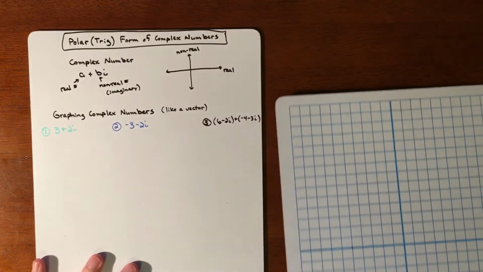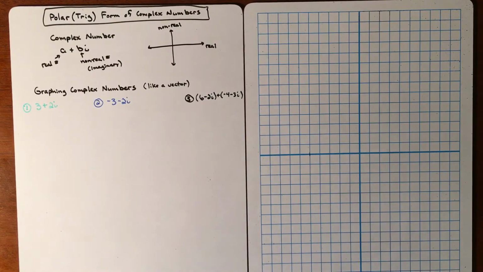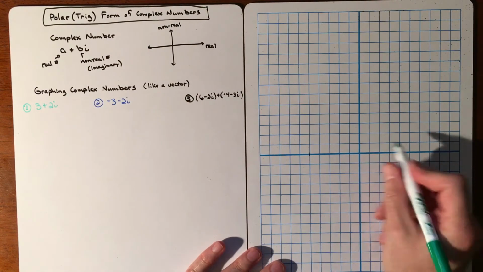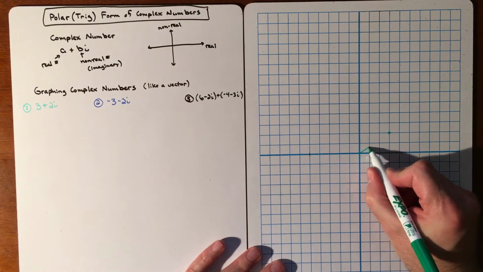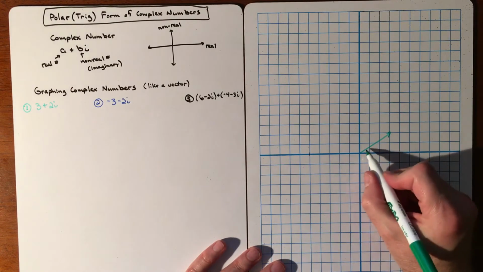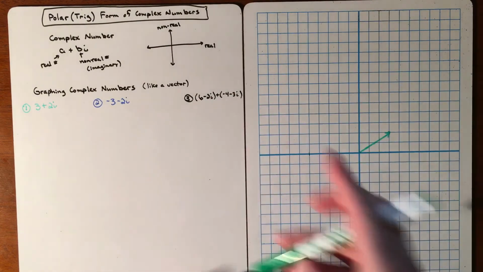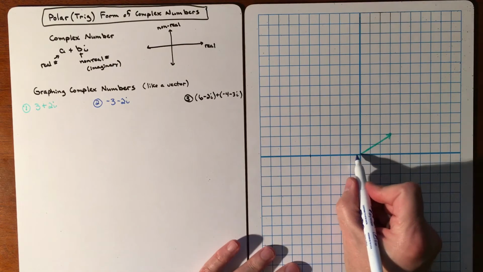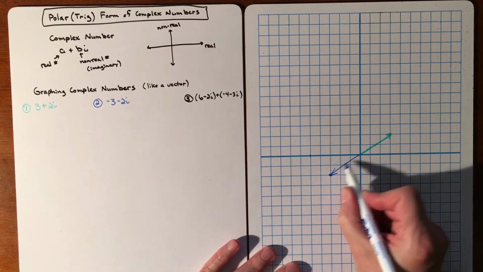So let me pull a graph into this. And so if we're going to graph 3 plus 2i, 3 is our real, and the 2i is our non-real. So that is our coordinate, and that represents 3 plus 2i. It's kind of hard to see with the green. All right. And then if we do the blue, -3 minus 2i, same exact idea. So we have a -3, -2i. So that one would look like that.